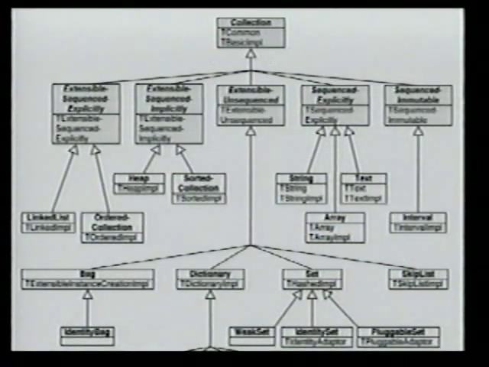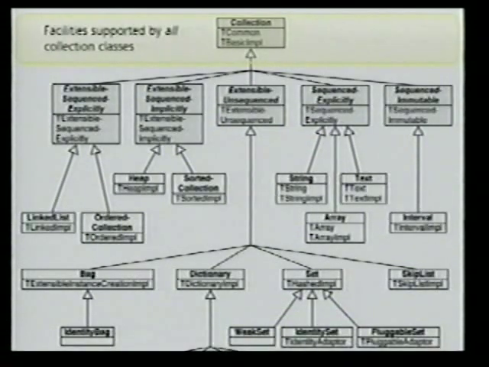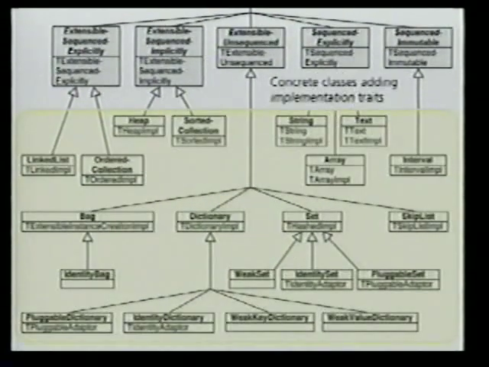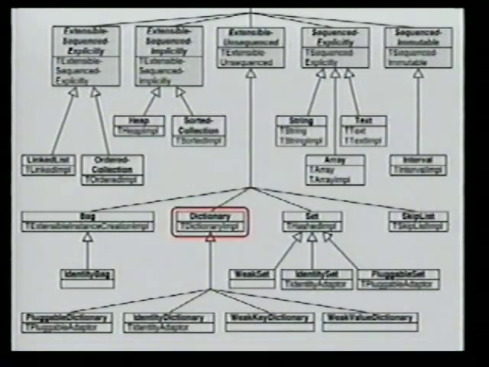The resulting collection hierarchy then consists of 3 different layers. We have on top an abstract root class that, in our case, only provides the facilities that are required by all collection classes. So only what's really supported by all collection classes is in class collection. Then we have a second layer of classes that correspond to common combinations of functional traits. And finally, we have a layer of concrete classes that correspond to the actual concrete collections. And they typically inherit from one of these abstract classes and then add some implementation traits or some other traits.